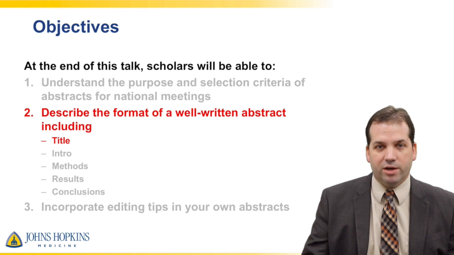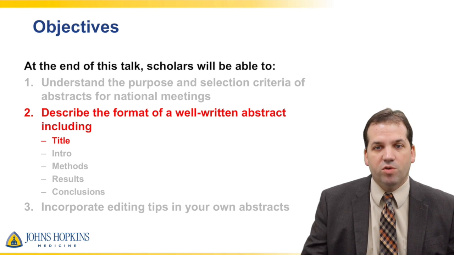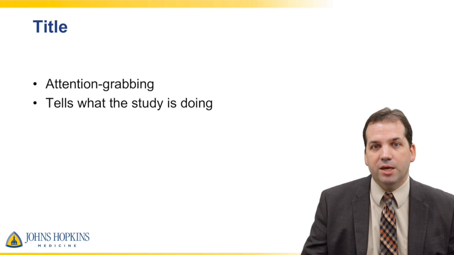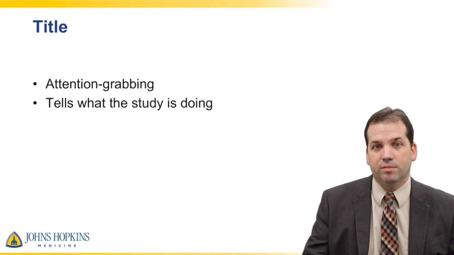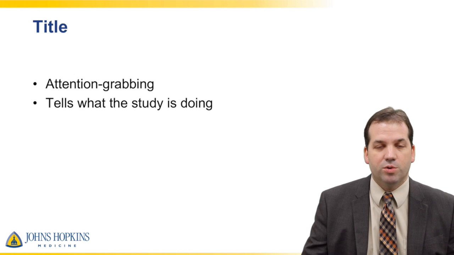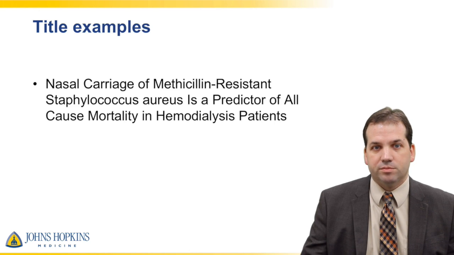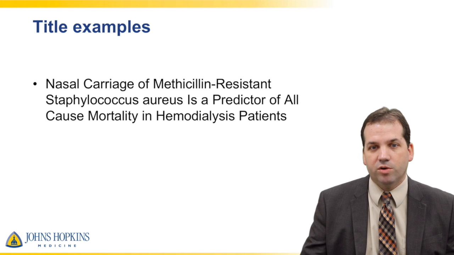When we think about the title, again, an abstract reviewer might review 15 to 150 of these. The title is the first thing that they're going to be seeing. So the title should be attention-grabbing, and it also should tell what the study is going to be doing. Here's an example of a title. This is from the American Society of Nephrology. These have all been published in their abstract book, so I'm not showing any additional material that you wouldn't see elsewhere.